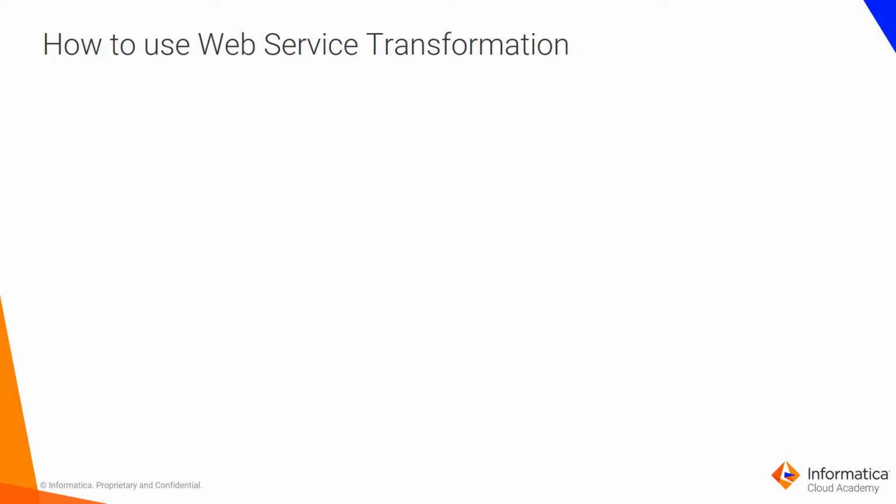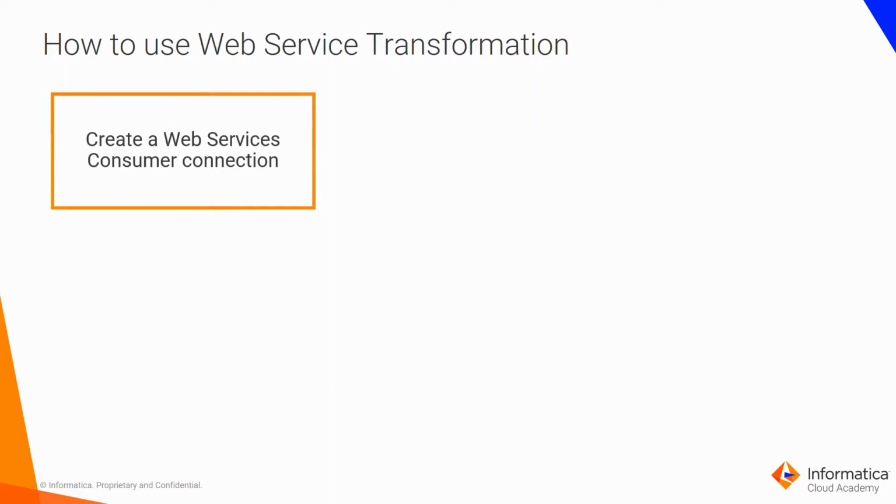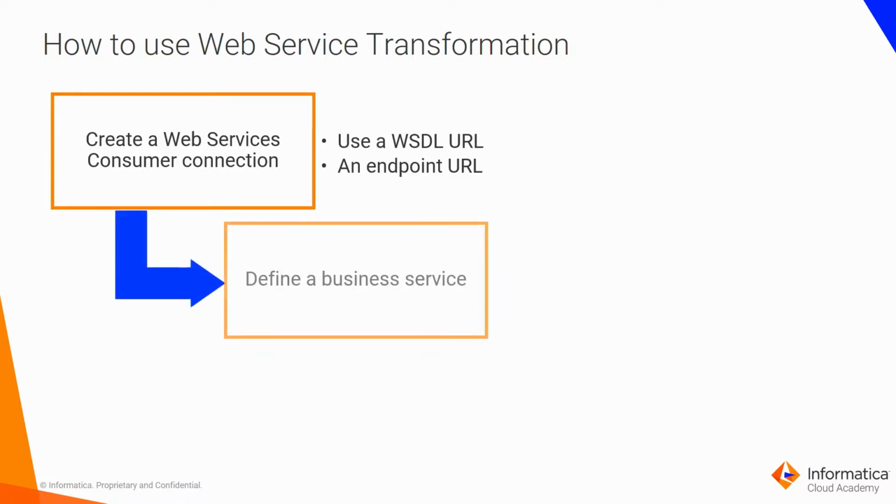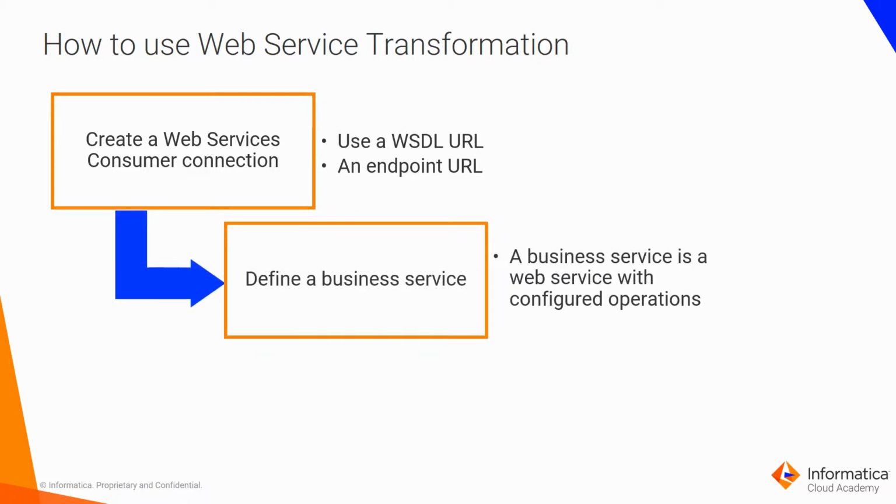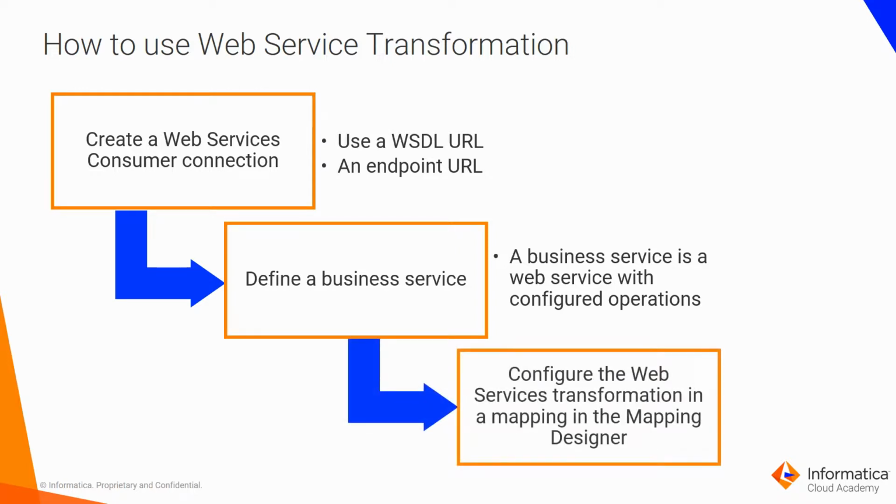To use a web services transformation, perform the following steps. Create a web services consumer connection using a WSDL URL and endpoint URL. Define a business service. A business service is a web service with configured operations. Configure the web services transformation in a mapping in the Mapping Designer.